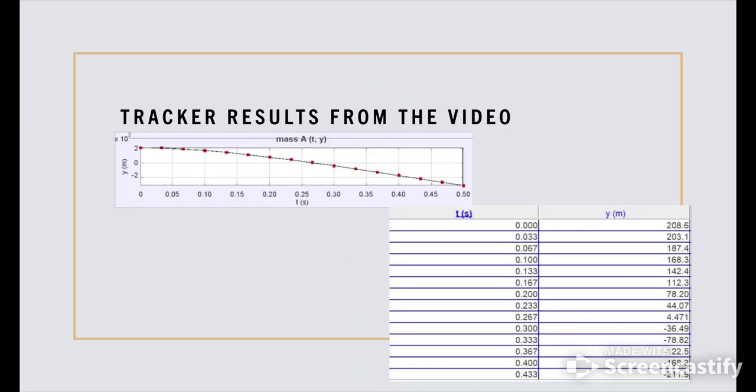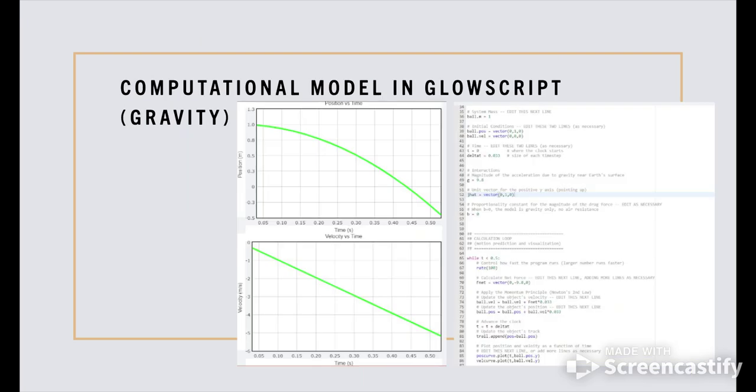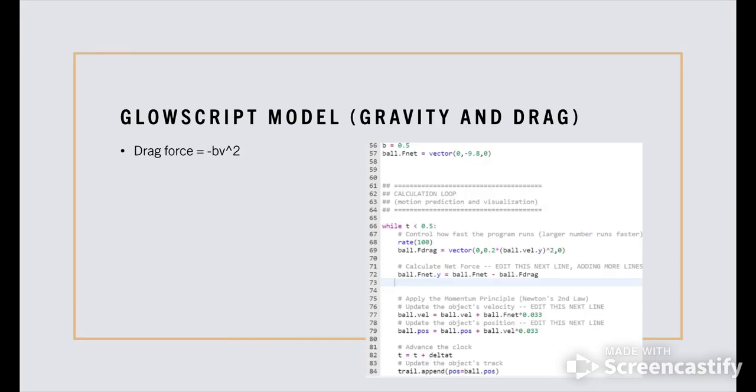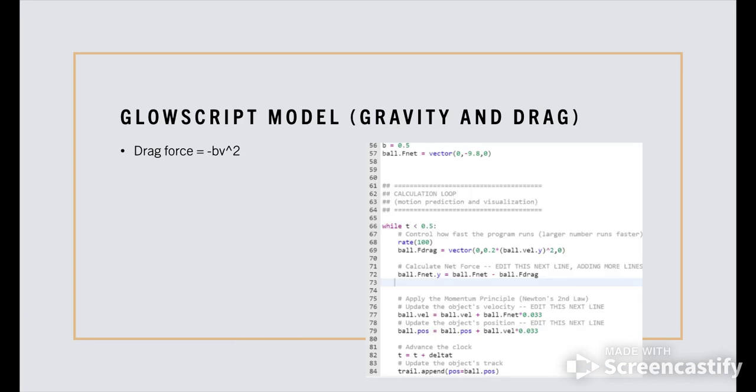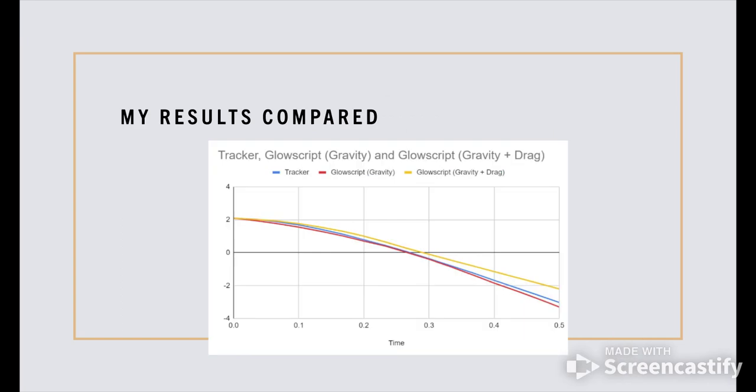These are my results from the Tracker video. This is the first computational model I built, and this is the one accounting for gravity and drag. This one was accounting just for gravity and no drag. And in this one, drag force was given by negative b times v squared. And these are my results of the two computational models and what I analyzed in the Tracker application.